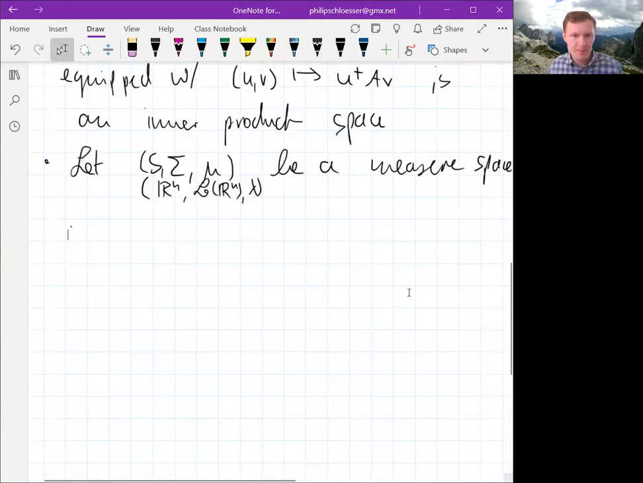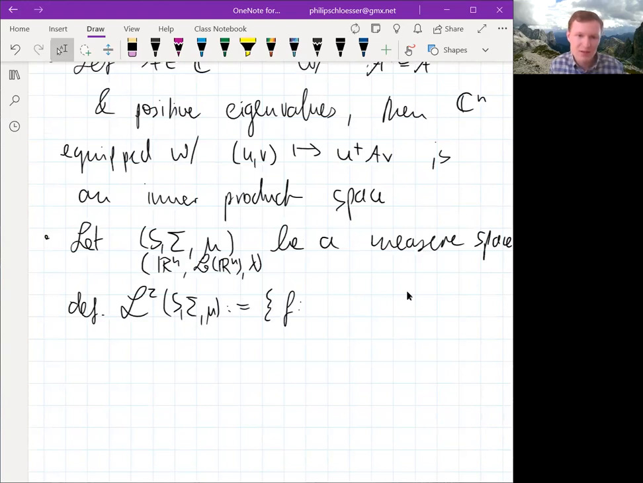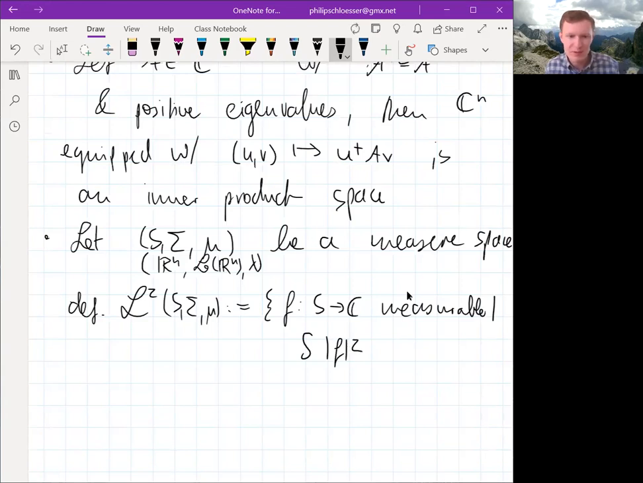Define curly L2 of S, sigma, mu to be the measurable functions from the set S to the complex numbers such that the integral of the square of the absolute value of f is finite. And let n be the set of functions that are 0 almost everywhere.